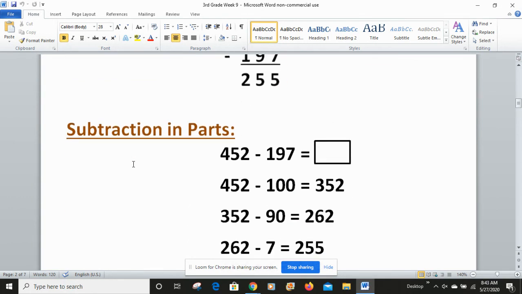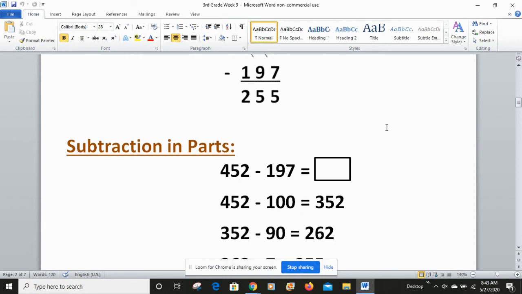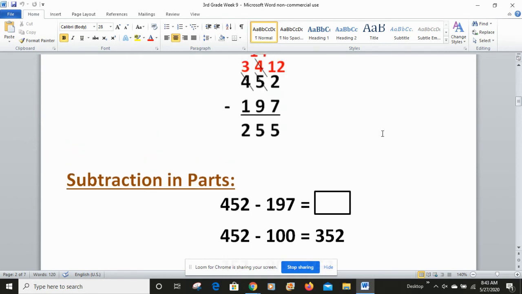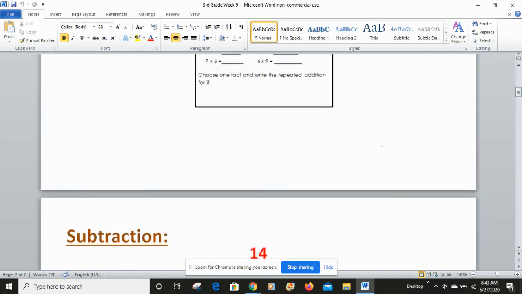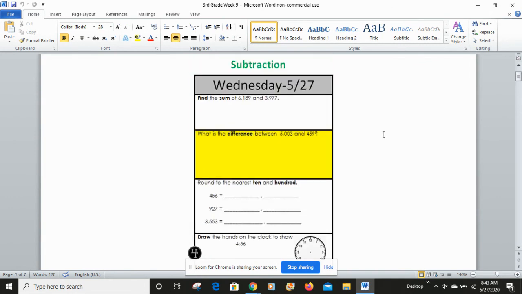It's a good way to check your work to see that you're probably getting the right answer, and then maybe have someone in your family check it to make sure that they agree with you on what you came up with as a solution for the subtraction problem 5003 minus 459. Hope that helps, third graders.